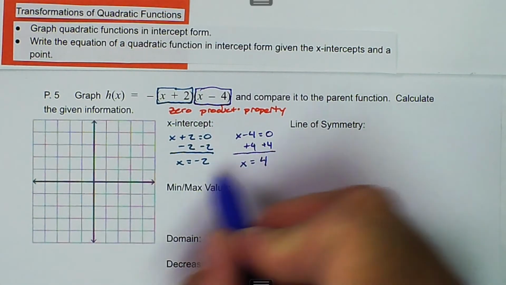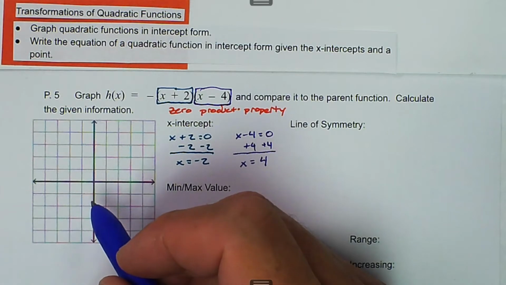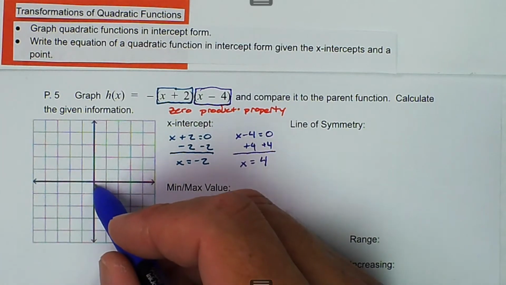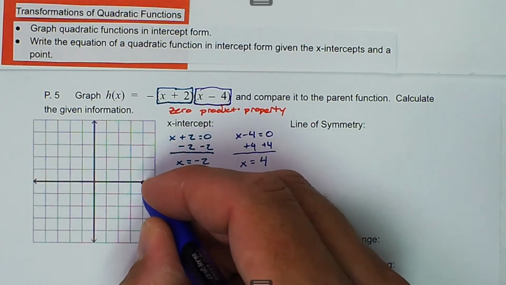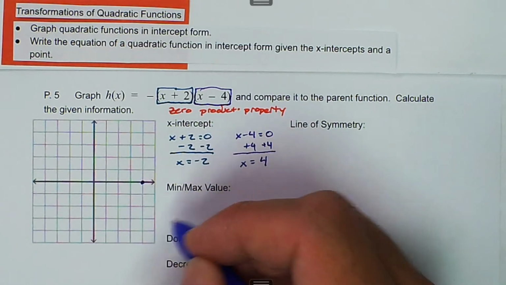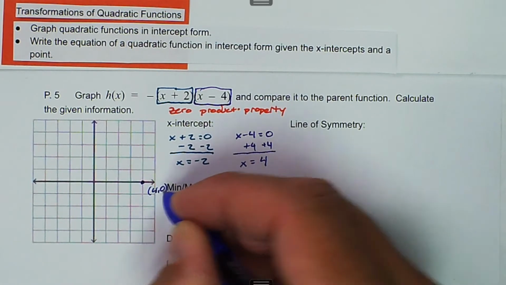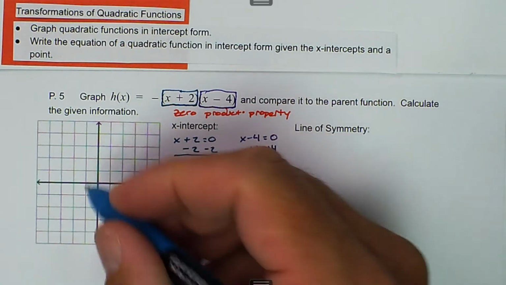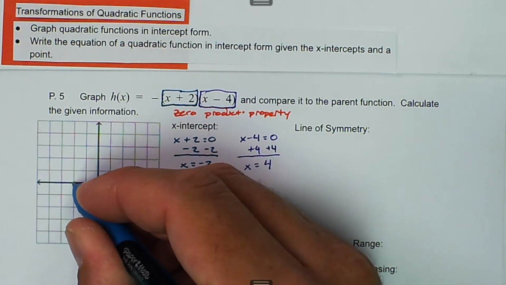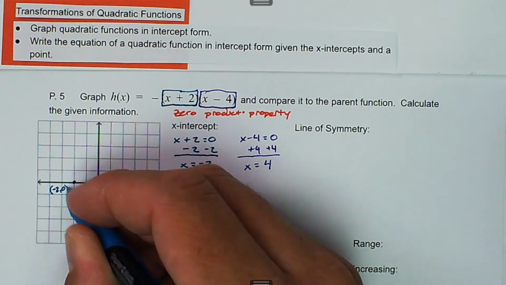So we have two values there, and so we'll go over 1, 2, 3, 4. So we have the point (4, 0). And then we can count back 1, 2. And we have the point (negative 2, 0).